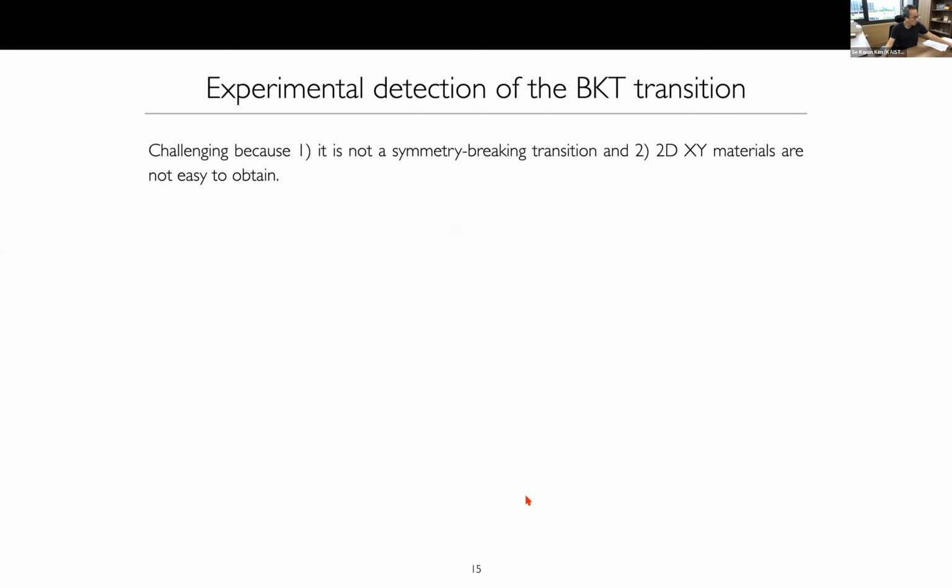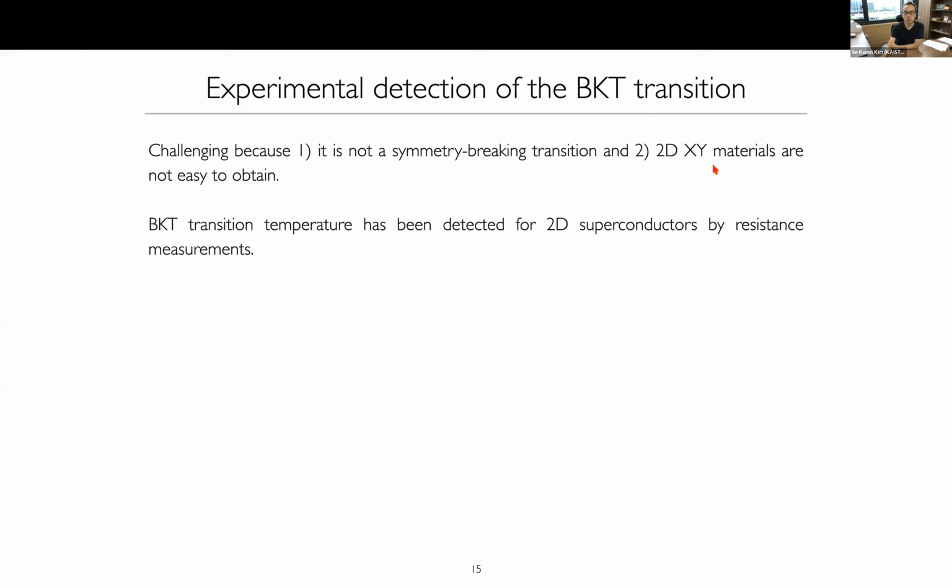So how can you detect this BKT transition experimentally? It is not easy, because first of all, it is not a symmetry breaking transition, so the free energy is not singular at this transition temperature. So there are no clear thermodynamic quantities that can show this BKT transition. And secondly, two-dimensional XY materials are not easy to obtain. You have to make superconductors really, really thin to be able to see this BKT transition. So it's not experimentally easy.